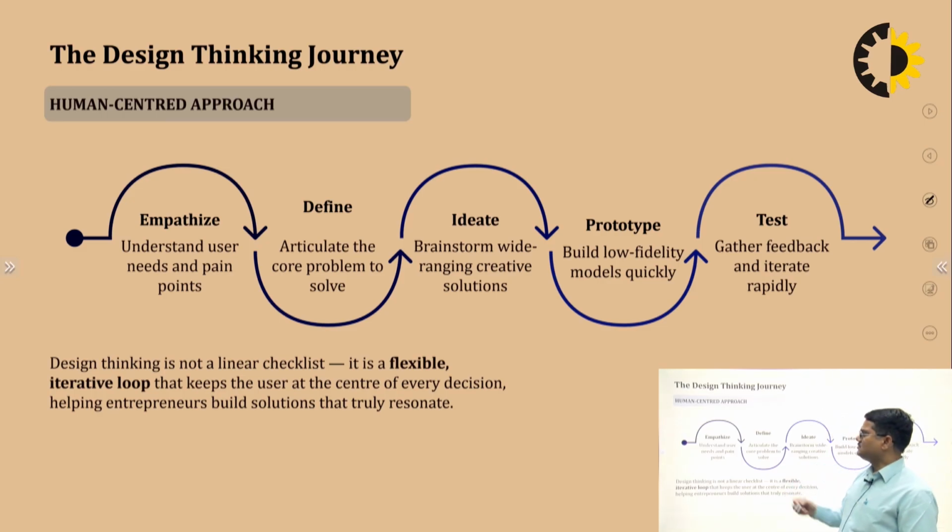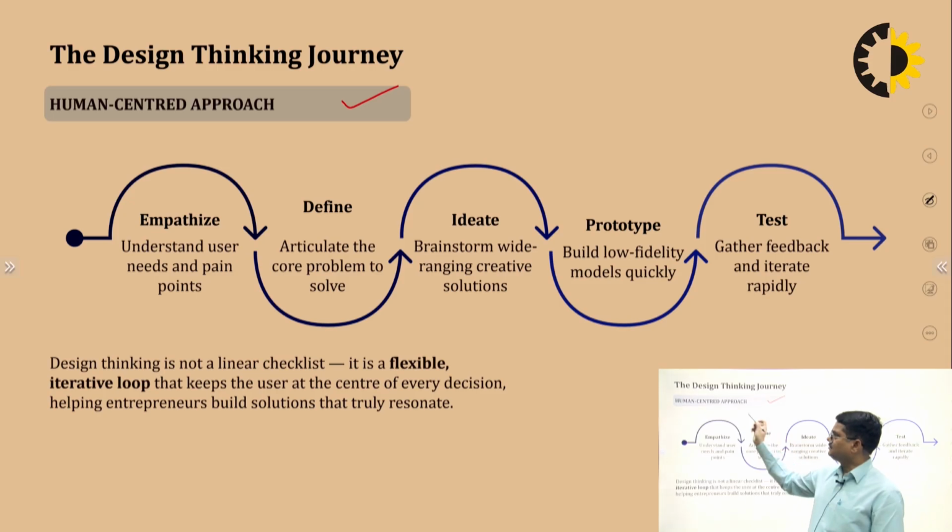The first and most important thing is that design thinking is a human-centered approach. Whenever we say that we are going to implement design thinking, that means we are going to be human-centric. We first consider what the user or customer is willing to have. Our product or our service should be capable of fulfilling the requirements of that particular user. That is what is ensured by the human-centered approach of design thinking.